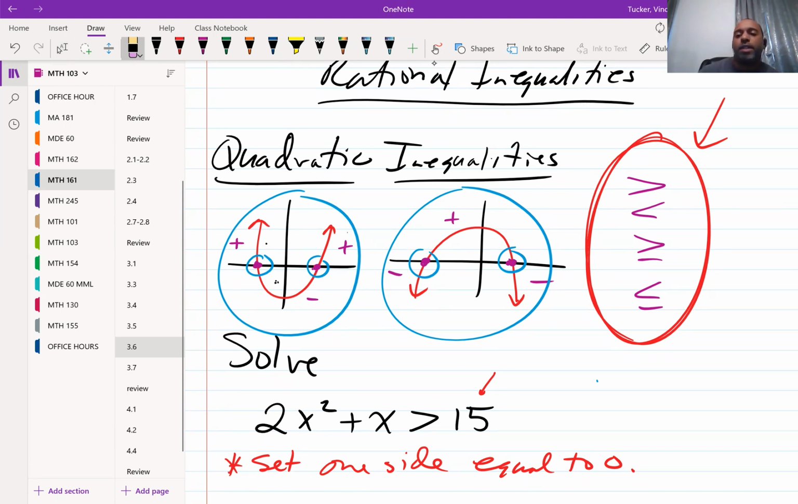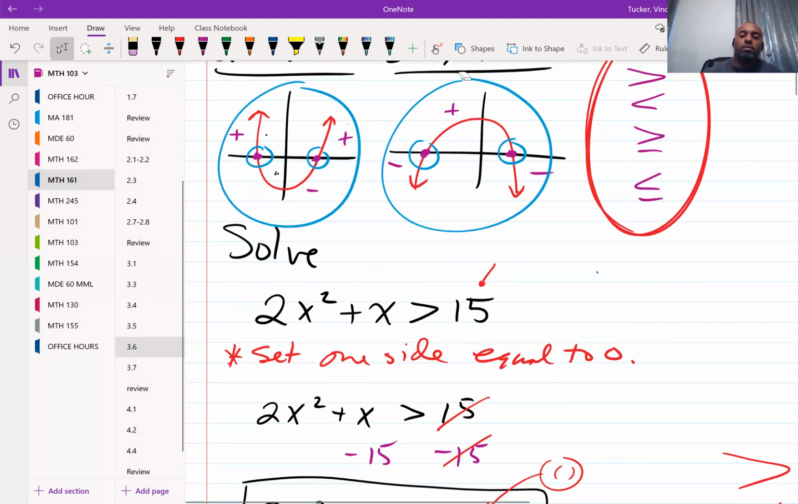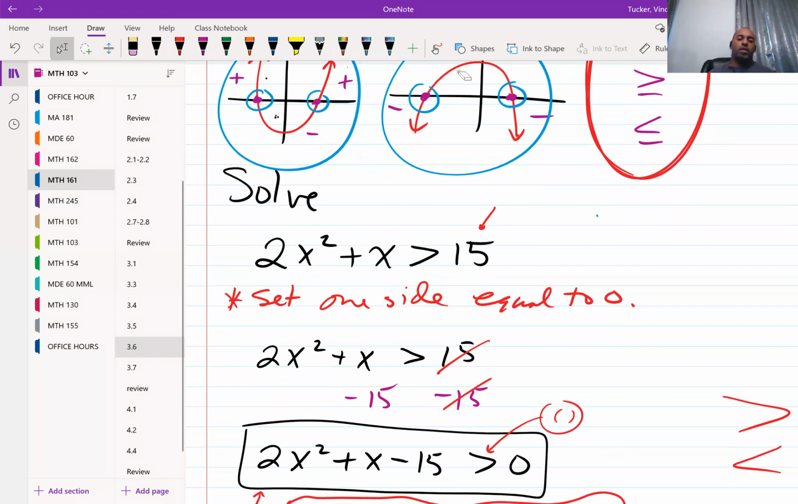Remember, these are inequalities: less than, greater than, greater than or equal to, less than or equal to are the inequalities that we will be using. So we have 2x squared plus x is greater than 15. Notice the first thing I said is that we want to set one side equal to 0. So subtracting 15 from both sides gives us 2x squared plus x minus 15 greater than 0.